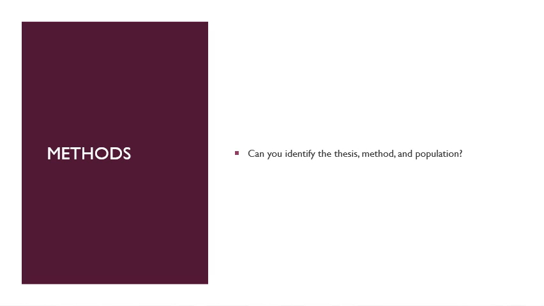So you may have noticed already that we don't have our traditional think, pair, share here. On this one, I'm asking you about the methods, right? Can you identify the thesis, method, and population? As a fourth year, 400 level class, fourth year student, this is a skill that you probably have had the opportunity to practice, but we're practicing it more and more every week here. So that's what I want to see if you can do this week.